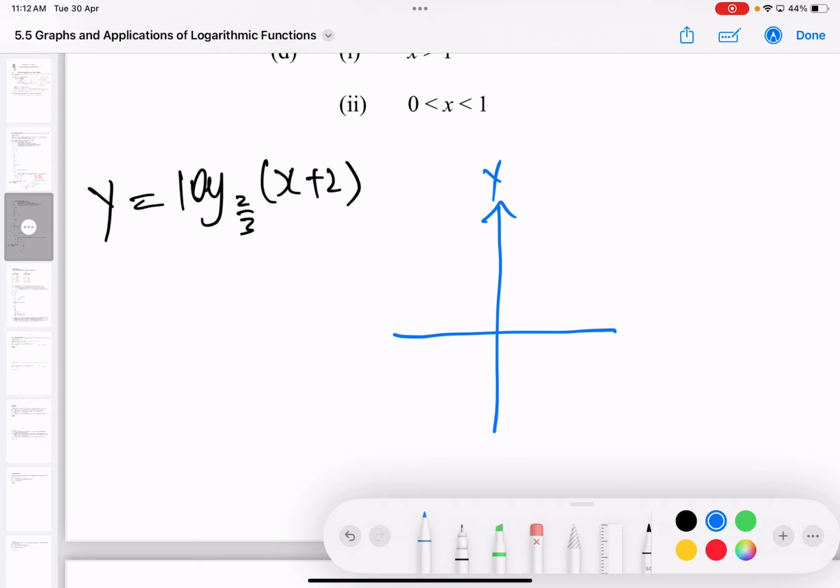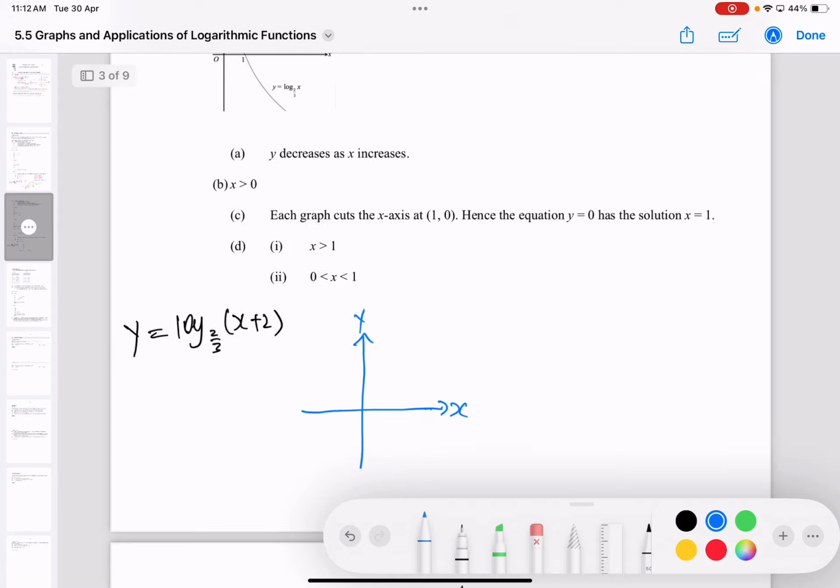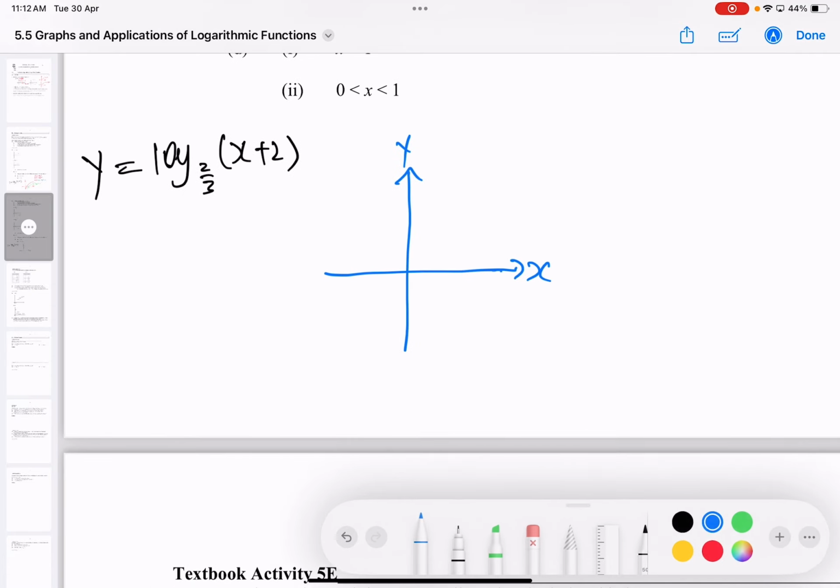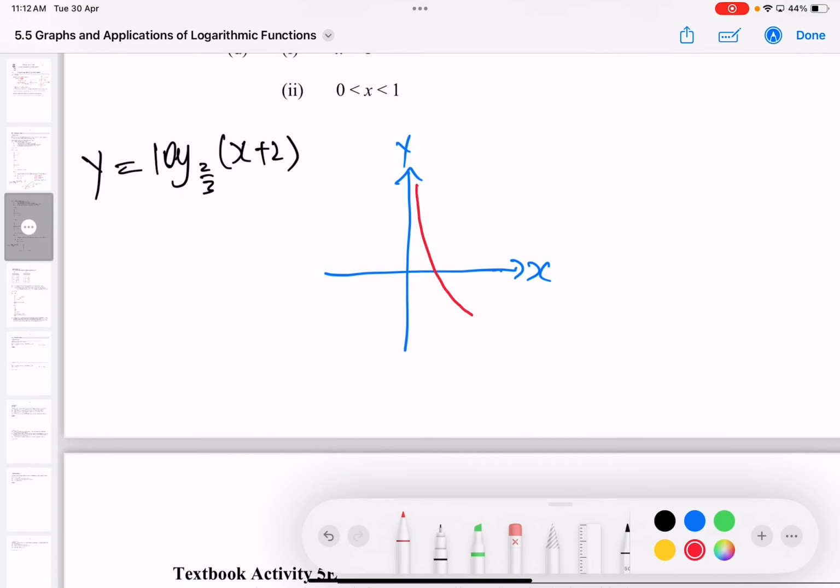How does it look like? You have a y and then you have a x. If you are confused, actually the graph is over there on top. It will just be a falling curve like this. And it cuts at 1. Now, my question to you then is, this is my parent function of y equals log base 2/3 of x. If I have a plus 2 to the input, where do I shift it to? Left. Okay, plus means left.